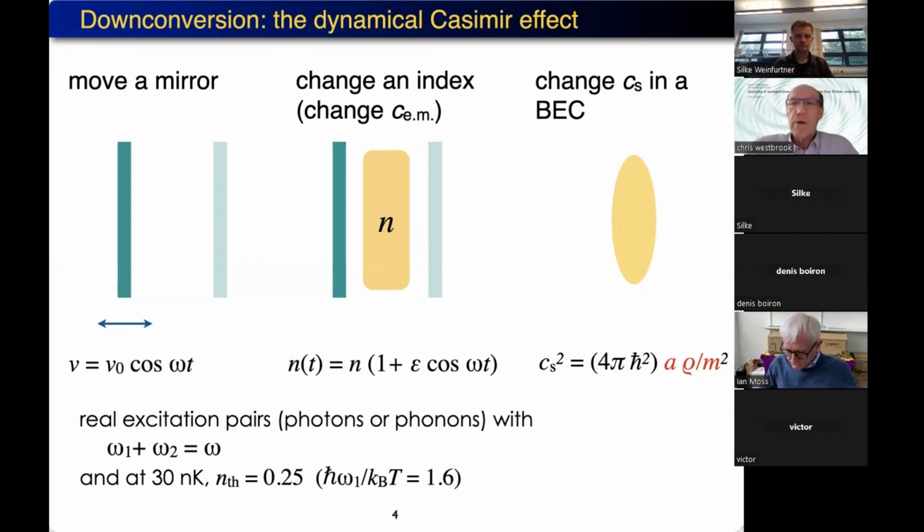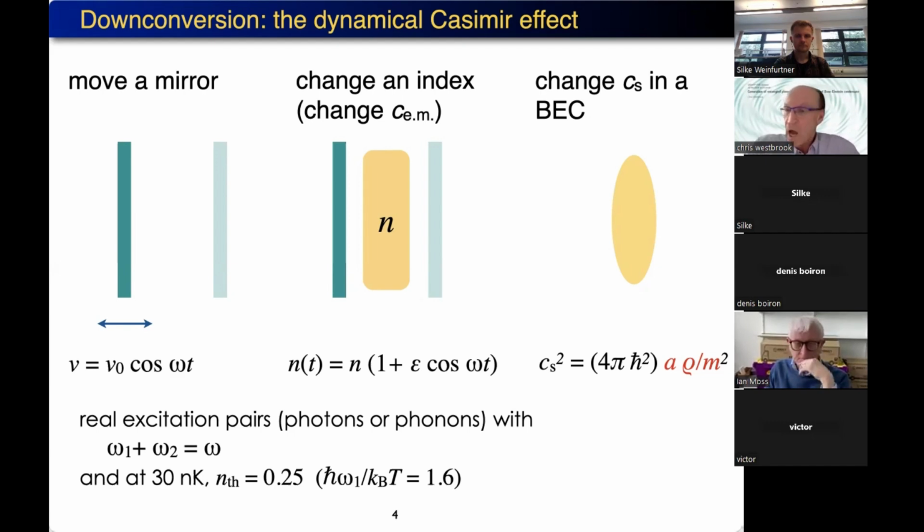I'm going to talk about a completely different system, Bose-Einstein condensate, in which the particles which we're going to talk about are phonons and not photons. And there, the idea is a bit analogous to this changing the index of refraction idea, in the sense that we have in this BEC, for the phonons, a speed of sound, which is given by this formula here in a weakly interacting Bose-Einstein condensate.